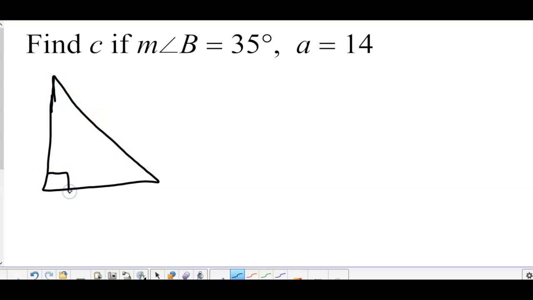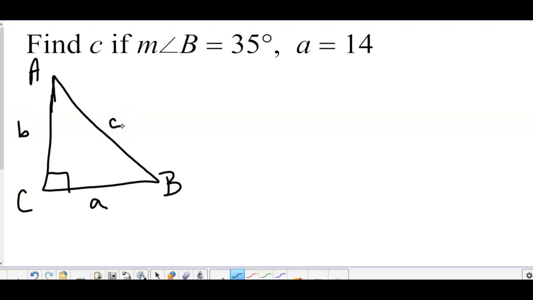Here's a right triangle. We're going to make capital C always our right angle, and then these are capital A and capital B. Across from big A is going to be little a. Across from big B is going to be little b. And across from big C is little c.